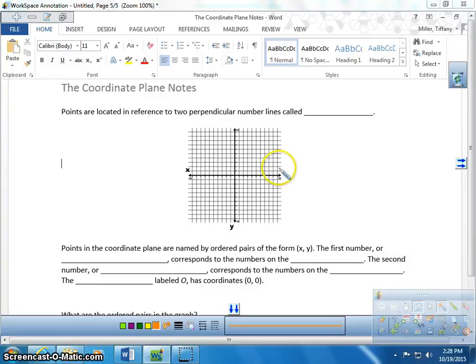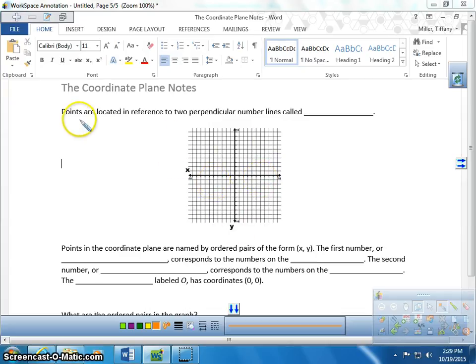Today's lesson is over the coordinate plane. The coordinate plane is what we're looking at right here. Okay, we've all seen it before. We use it, we plot points on it. We can draw a line, we can draw different things on the coordinate plane. This is called the coordinate plane.